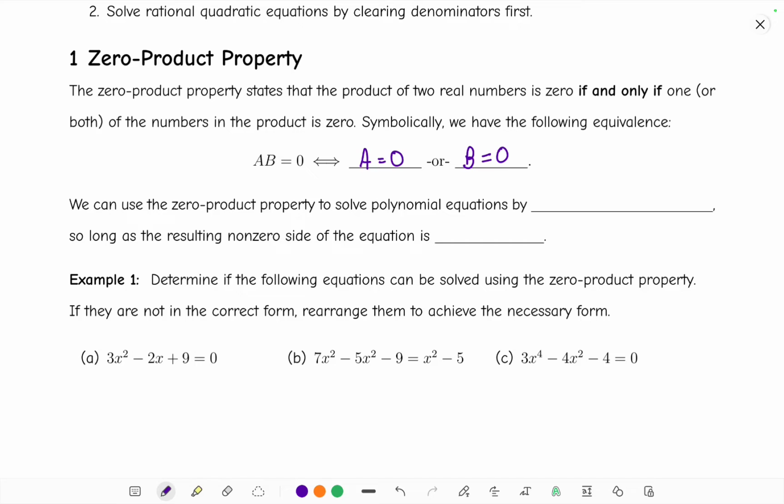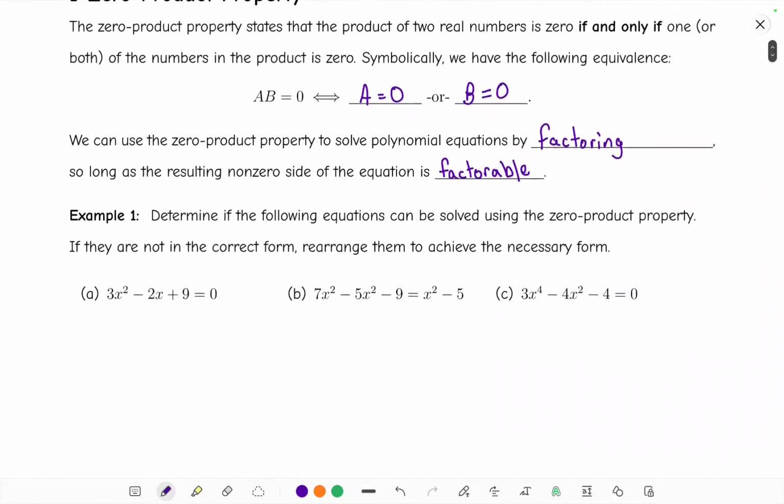We can use the zero product property to solve polynomial equations by factoring, as long as the resulting non-zero side of the equation is factorable. Determine if the following equations can be solved using the zero product property. If they are not in the correct form, rearrange them to achieve the necessary form.